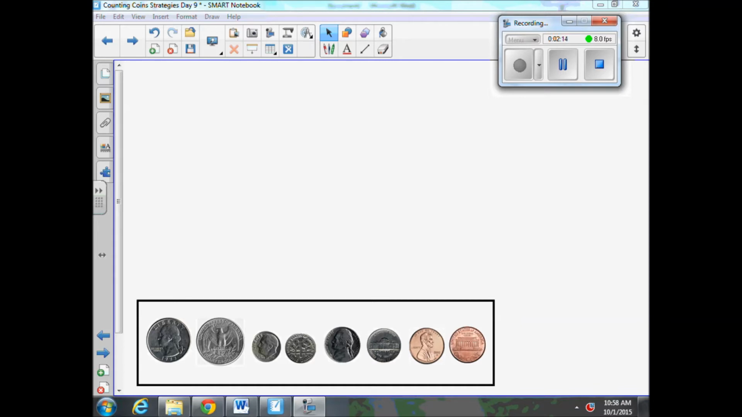Our last two coins that we're going to have are these two. What are those? Quarters. And the value of those quarters are? 25. How many quarters does it take to make $1? 4. Let's count them. Here we go.